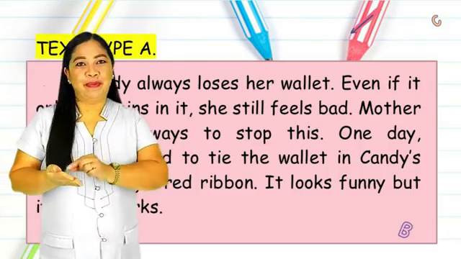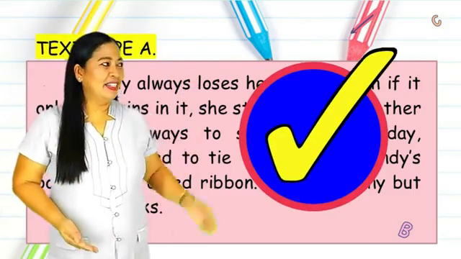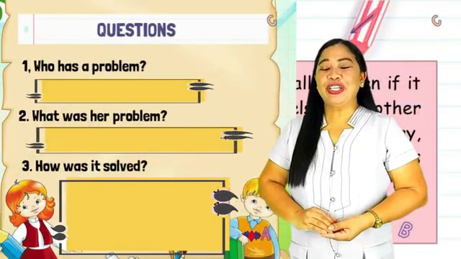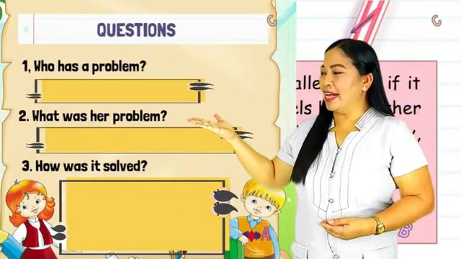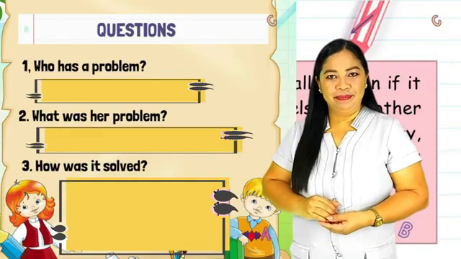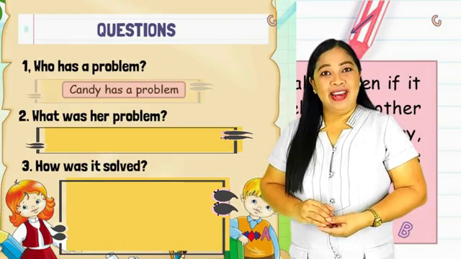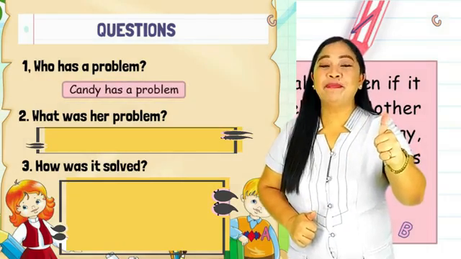Now let's have a comprehension check. Let's look at these questions. Question number 1. Who has a problem? Can you tell me? Yes, Candy has a problem.